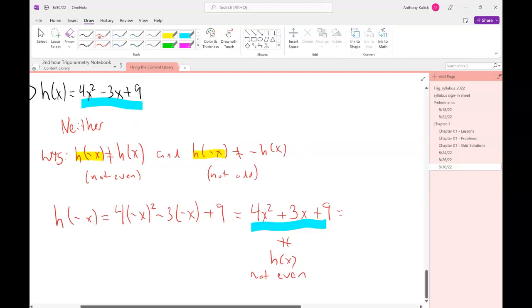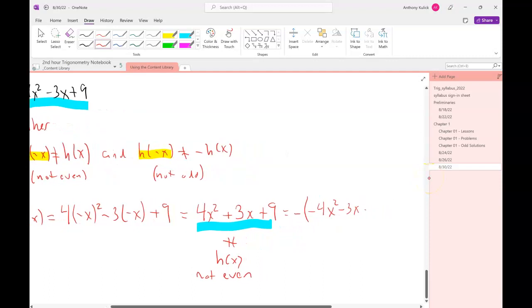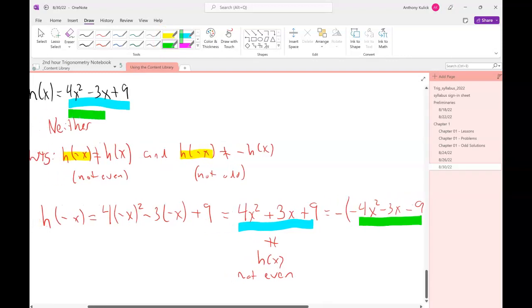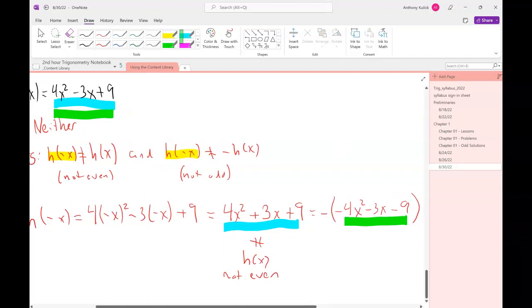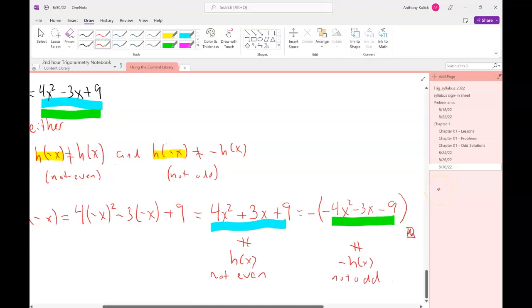To check if it's odd, I'm going to factor off that negative sign again. When I factor off the negative sign, all these positive things become negative, and any negative things become positive. And if I look at this and compare it to the original, are they the same? No. So this is not negative h of x, so it's not odd either. So we're done, because we've shown now it's not even and it's not odd.